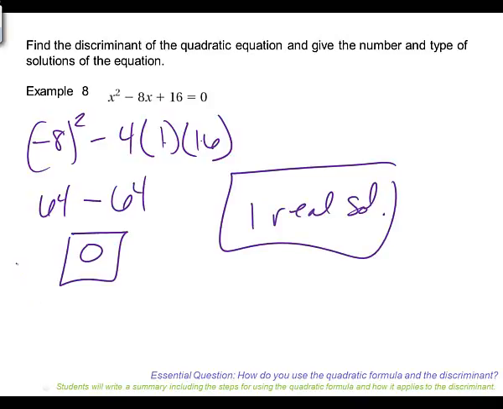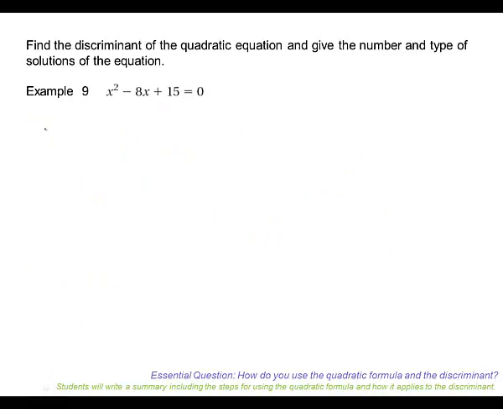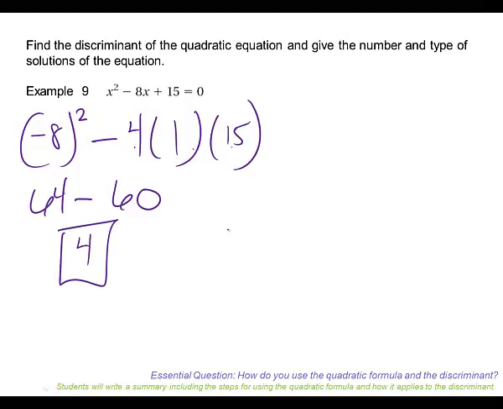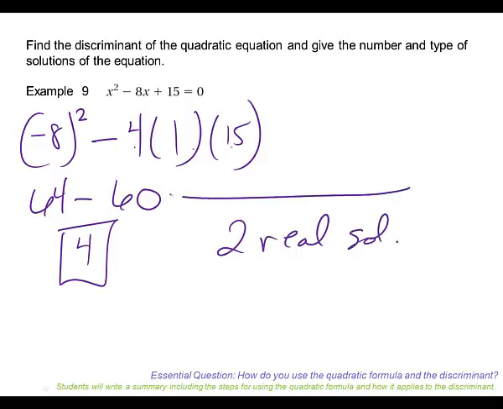Let's try 9 together, and then I'm going to have you do 1 on your own here. So what is your b this time? Negative 8. So they basically took the same problem and played with it a few times, right? Minus 4 times what's a? 1. What's c? 15. So negative 8 squared again is? Good. Minus what's 4 times 1 times 15? 64 minus 60 is? 4. How many and what type? 2 real solutions. Why is it 2 real? Positive. We got a positive answer.